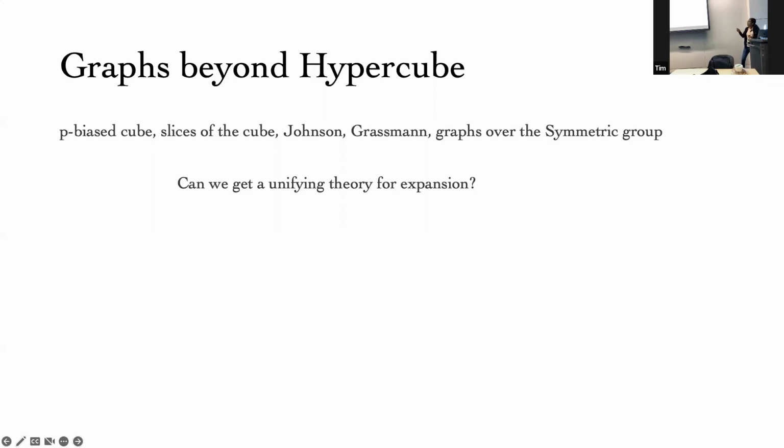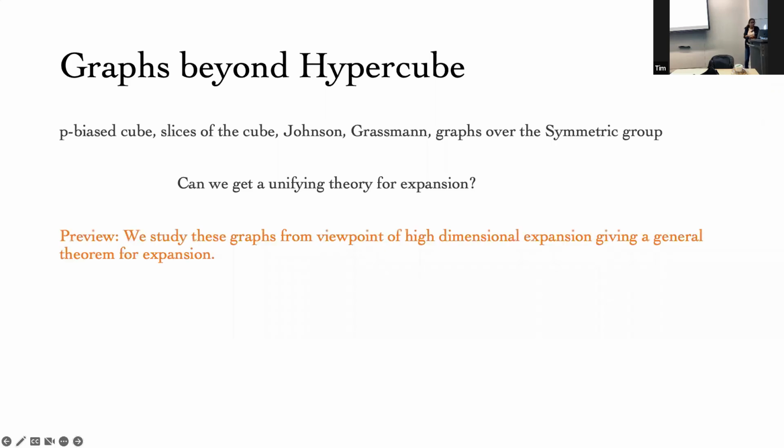Because many of these graphs have been studied on a case-by-case basis by mathematicians, and each proof requires a lot of case analysis. So we study in this work these graphs from the viewpoint of high-dimensional expansion and give a general theory for expansion for many of these graphs, like the p-biased cube, slices, Johnson, and I'm not sure about this actually.